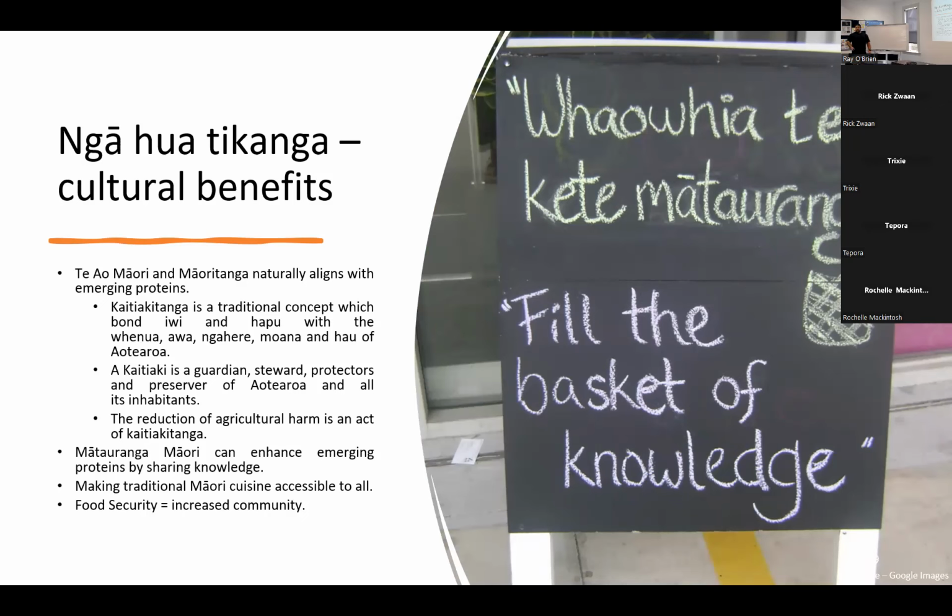And again, I say it's not just the Māori responsibility or a sort of low-hanging fruit to say Māori have to be kaitiaki, everyone has to do that. But when we're talking about a cultural view of what emerging proteins could be, this is certainly a very important one. A reduction of agricultural harm is an act of kaitiakitanga.